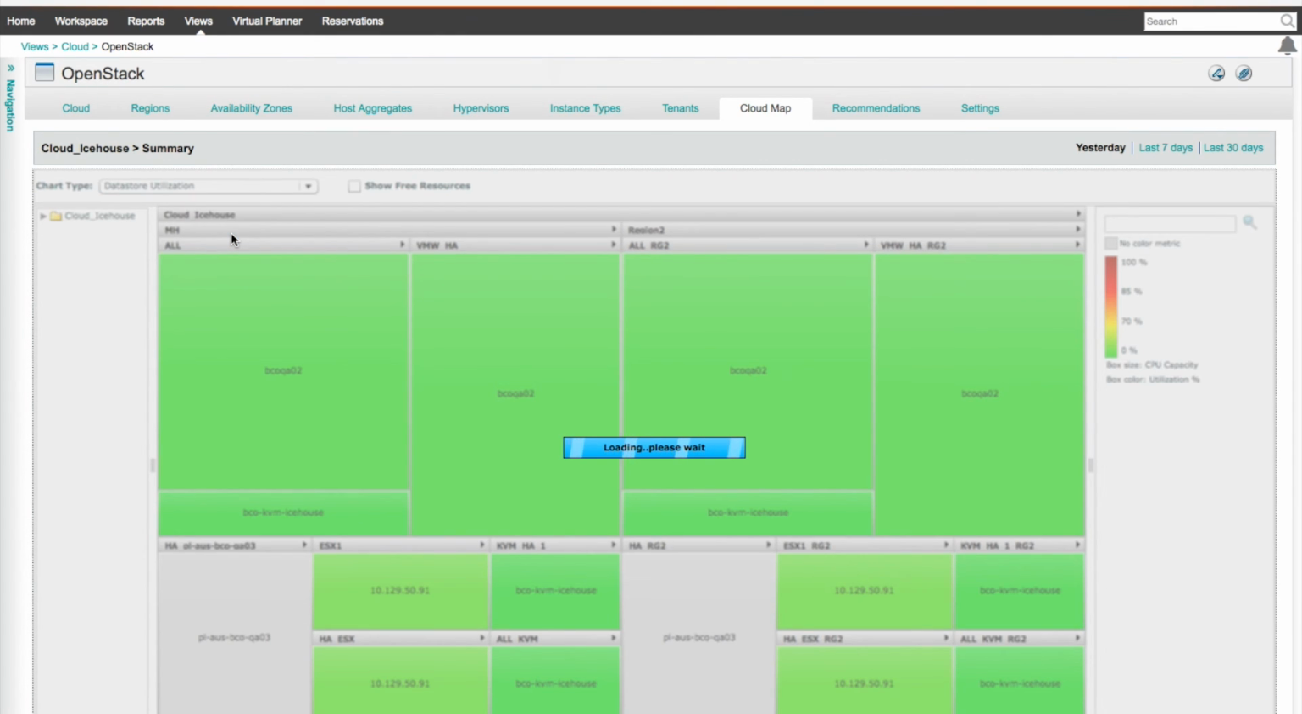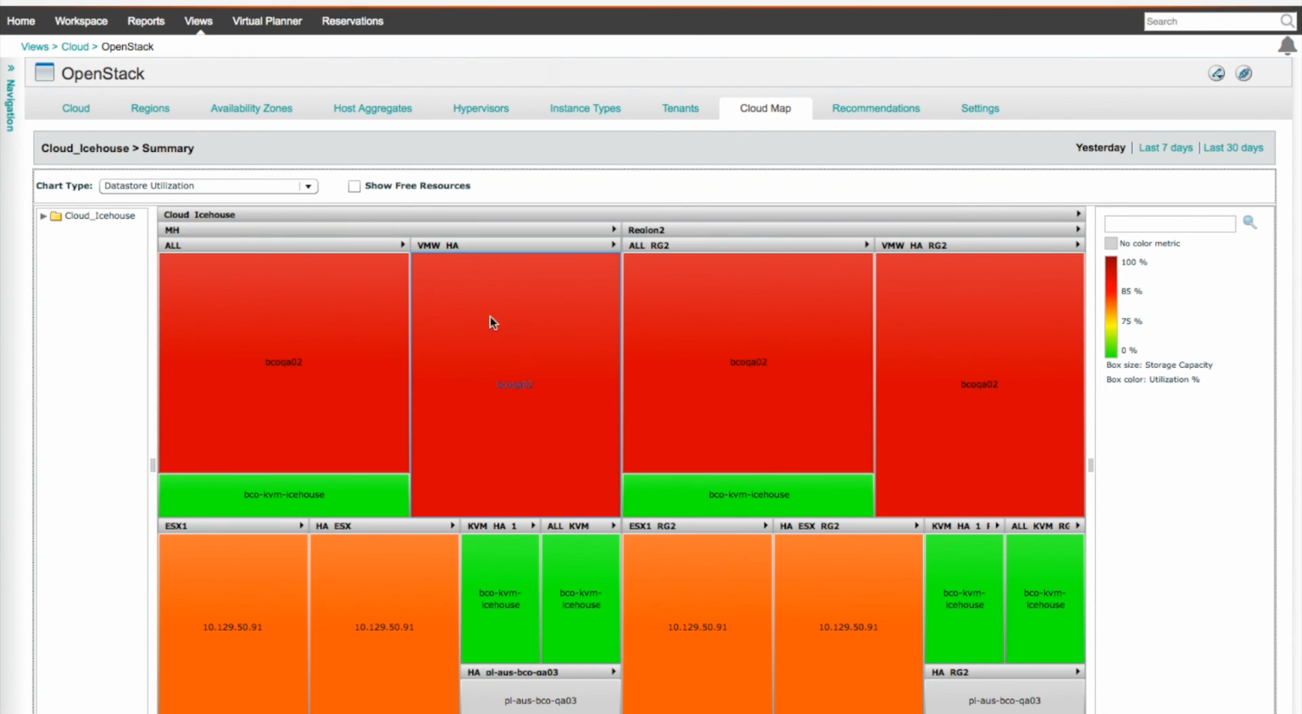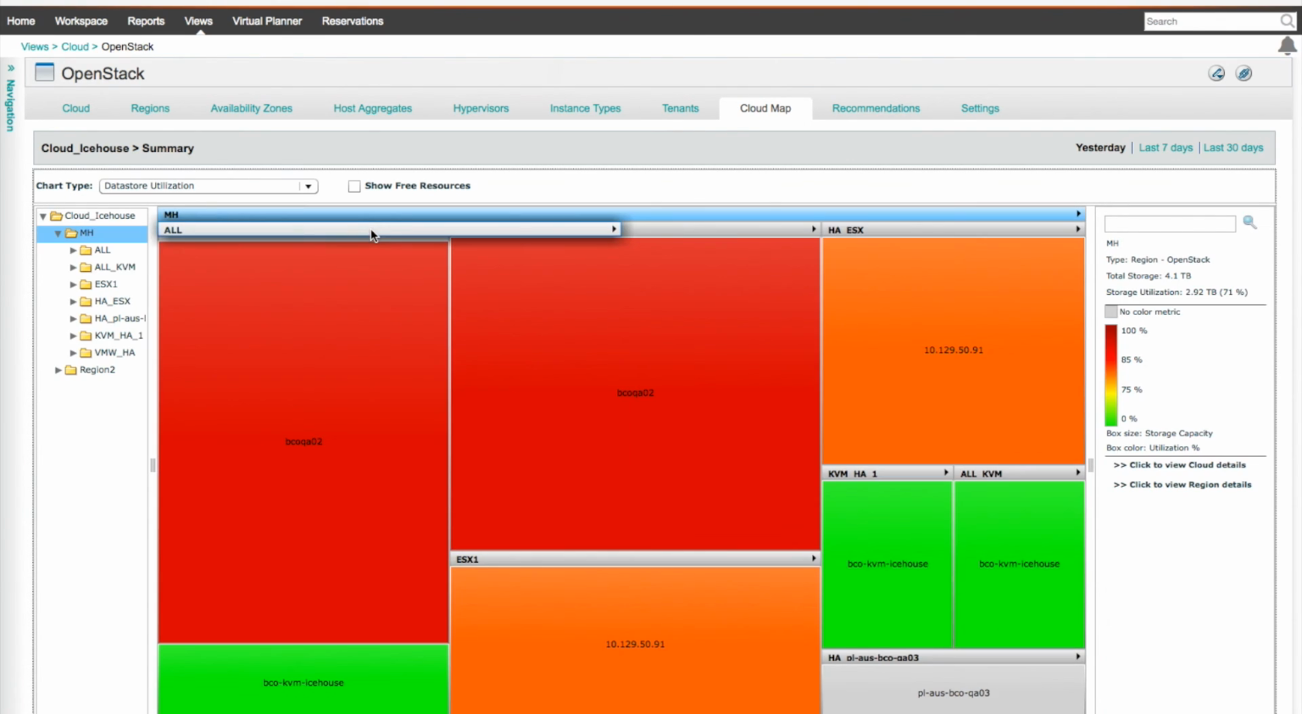Let's move to the data store, since we know we may have some problems, specifically on the MH region. As you can see, we have a couple of virtual clusters definitely running out of storage.